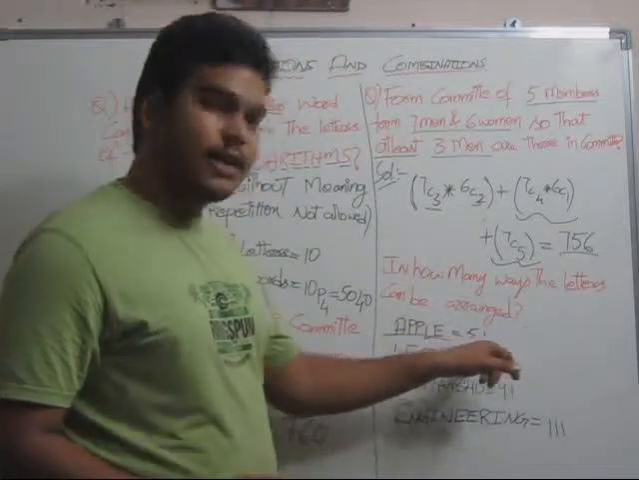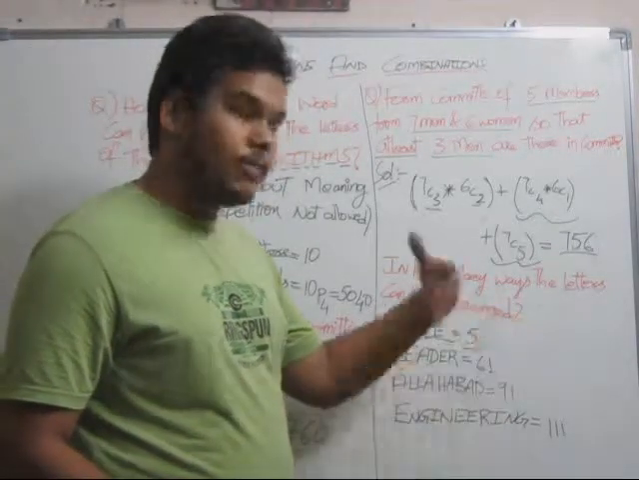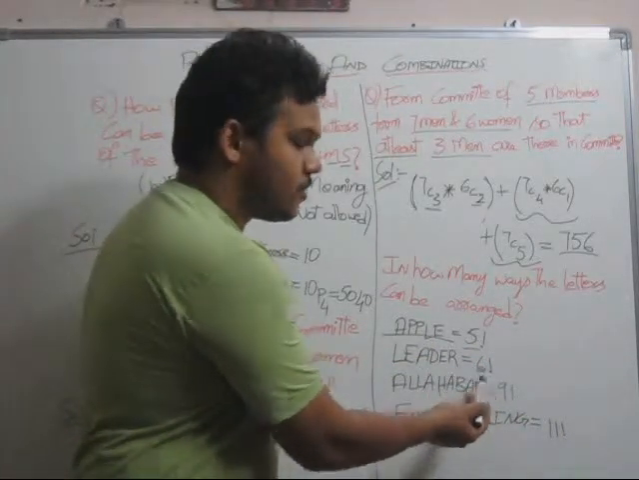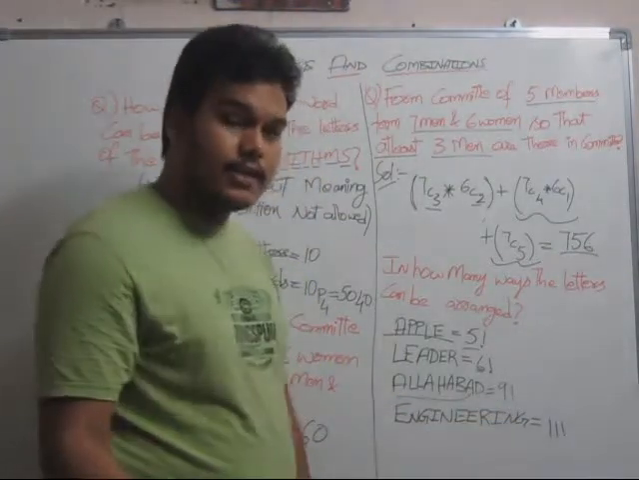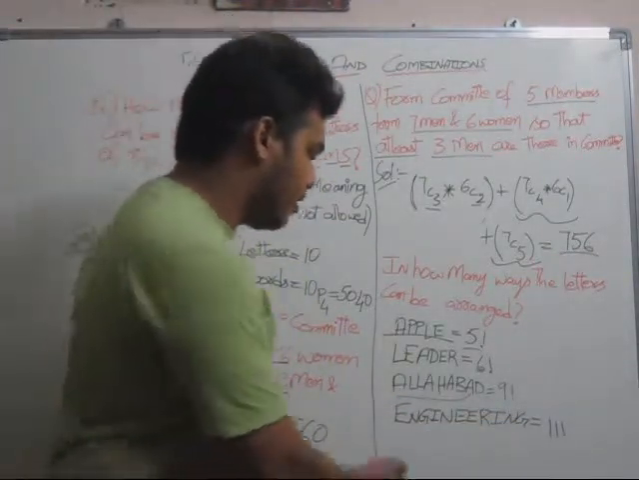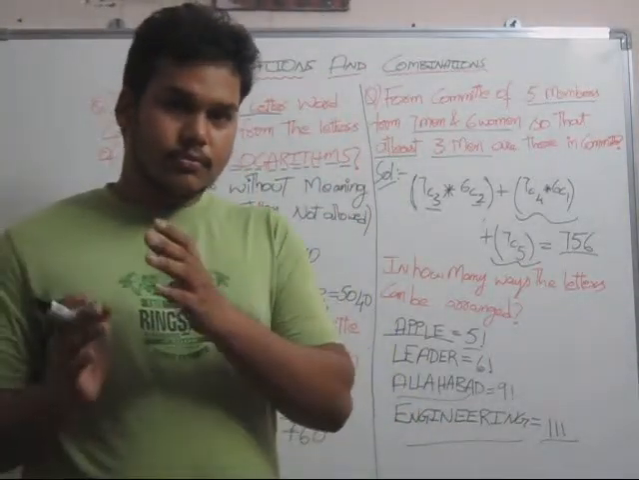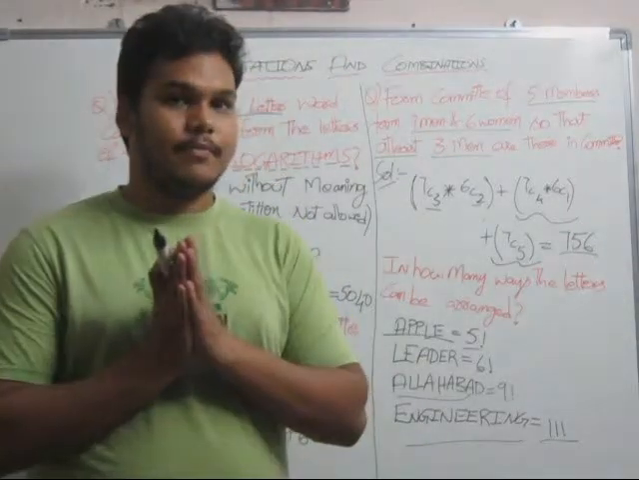So here APPLE consists of 5 letters, so the number of ways we can arrange it is 5 factorial. In the word leader there are 6 letters, so 6 factorial. In the word Allahabad there are 9 letters, so 9 factorial. In the word engineering there are 11 letters, so the possible ways of arrangement is 11 factorial.